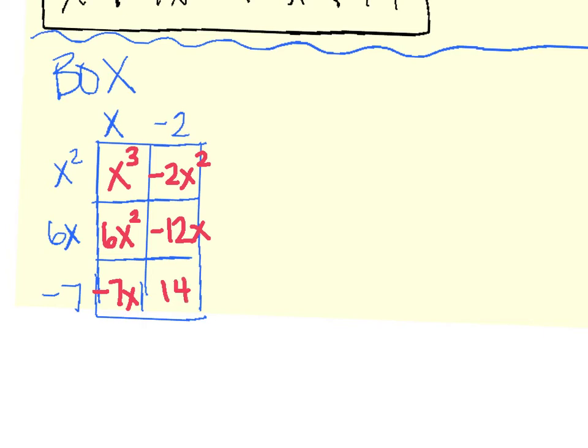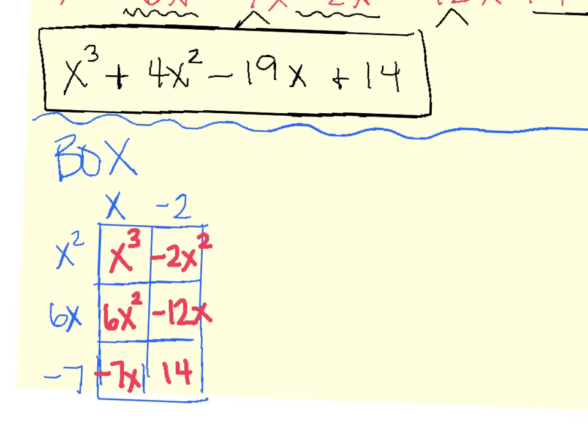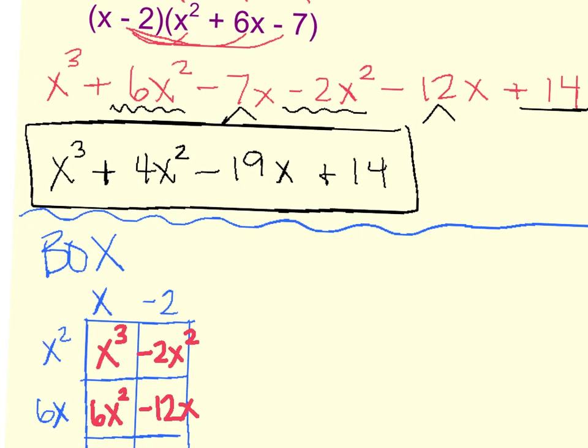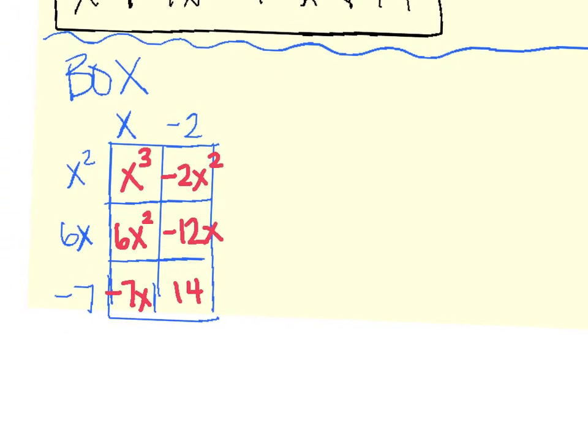So these are basically all of the terms of my answer. And if you notice, these actually are all the same terms that we had up here. They're just organized differently. Instead of written out horizontally, they're in a box. That's why we call it the box method.